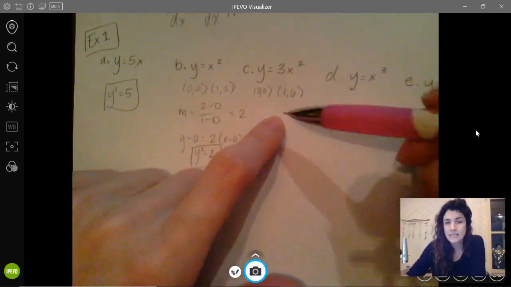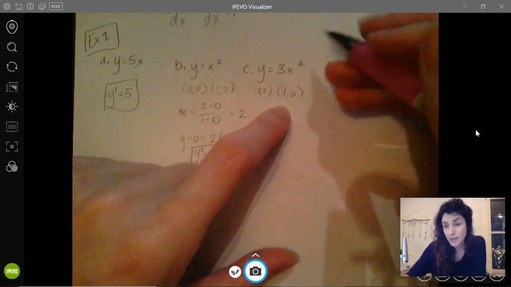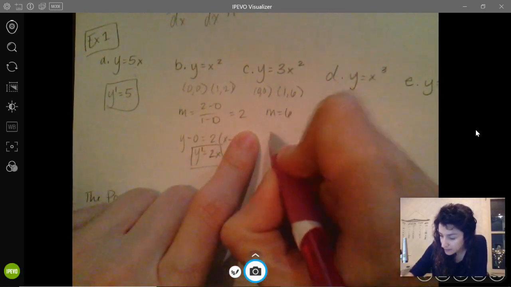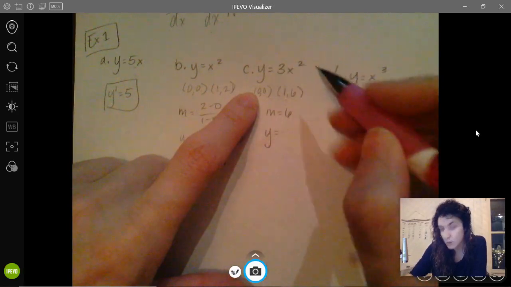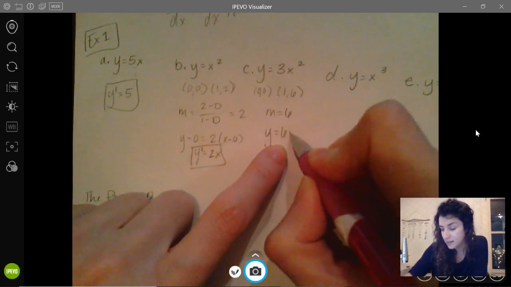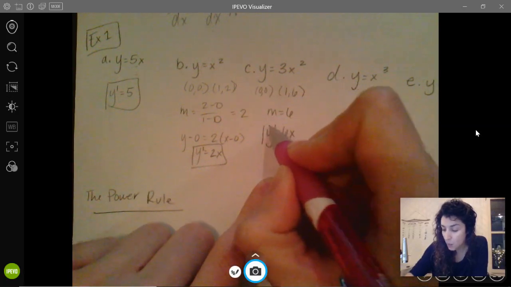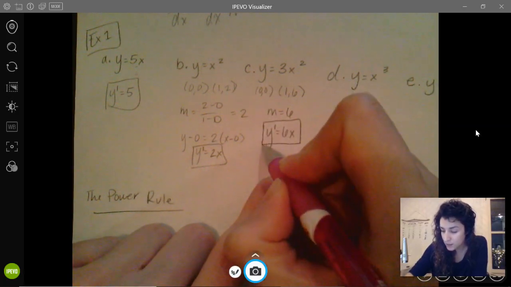So (1, 6) means that I have a slope of 6, right? I would go up 6 over 1. So I know that my slope is 6. So I know that since I go through the origin, mx plus b, 6x plus 0 would just be y equals 6x. y prime, because we're talking about the derivative.